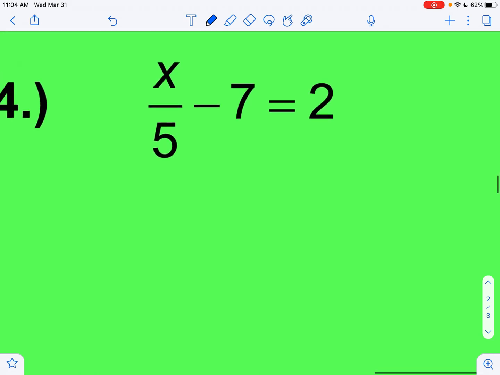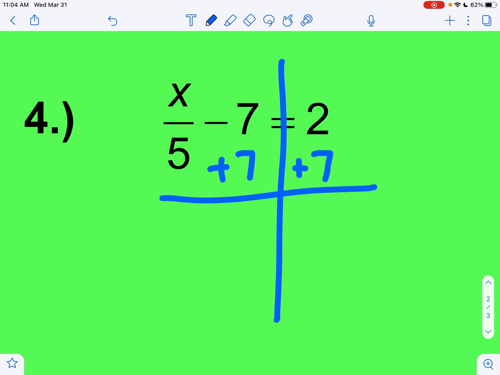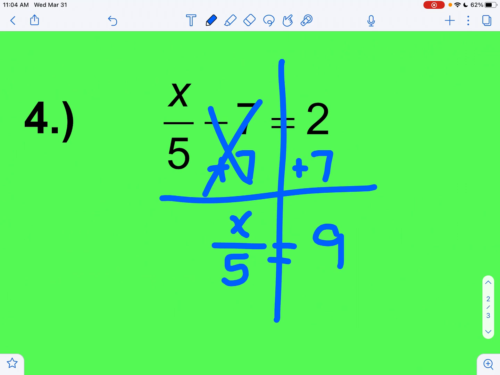Alright, and one last problem. We have x over 5 minus 7 equals 2. So again, we want to add or subtract first. We need to move that minus 7 over to the other side. So the opposite of minus is plus, so we're going to add 7 to both sides. Our 7's cancel out. We're left with x over 5 equals 2 plus 7 gives us 9.